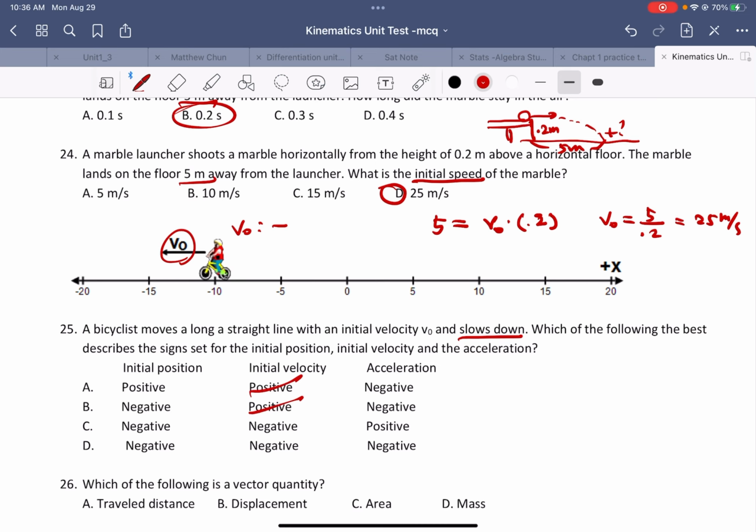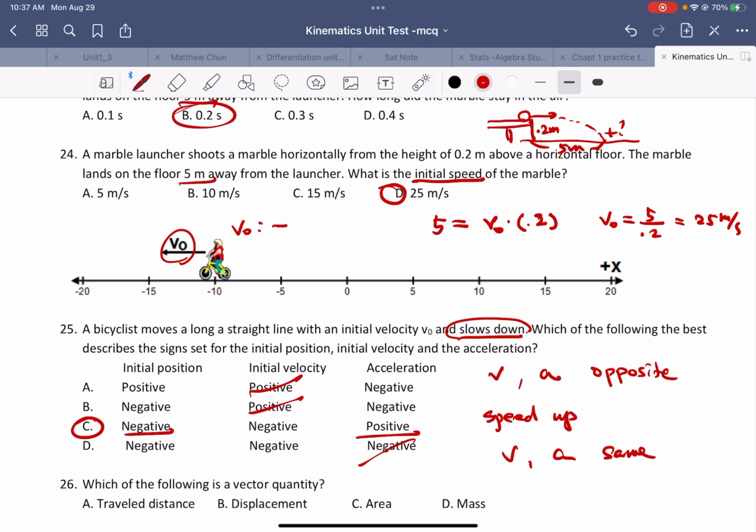Slow down means, remember, whenever you see slow down, that means your velocity and acceleration are opposite sign. If it's speeding up, that means velocity and acceleration should be the same sign. It doesn't have to be positive. It could be negative, negative. That means for the negative side or downside, it's speeding up. Remember that. So now this one we know is slowing down. The velocity was negative, so acceleration should be positive. Not this one. So you already know 25 is C. And then initial position is also negative here. So the answer is C.